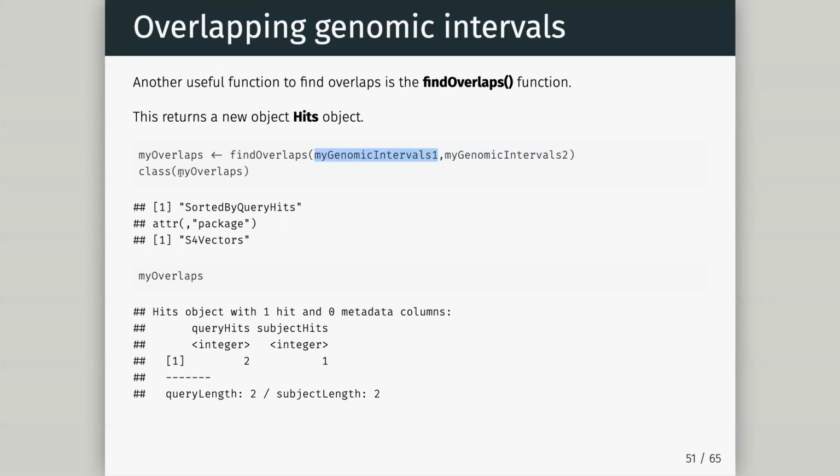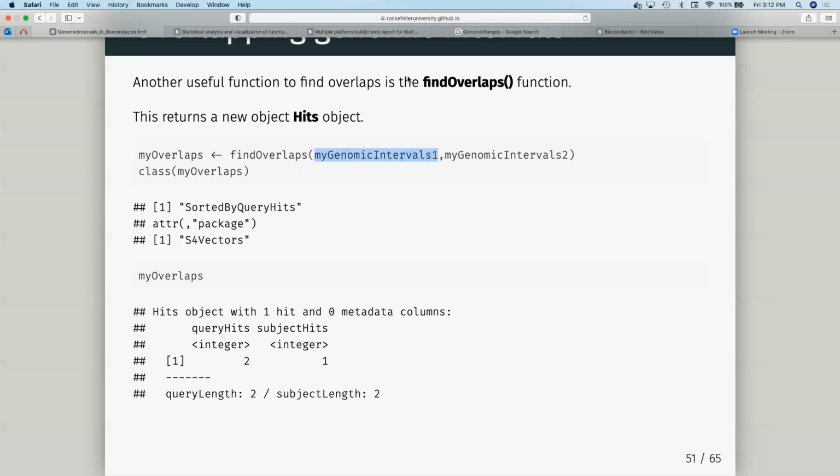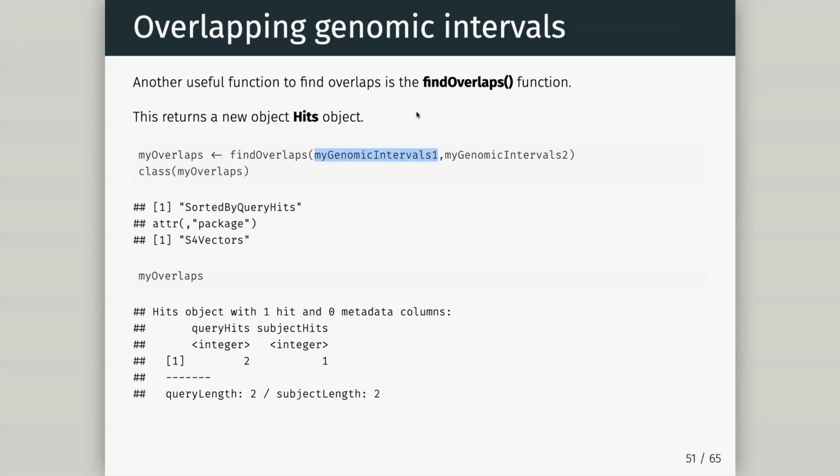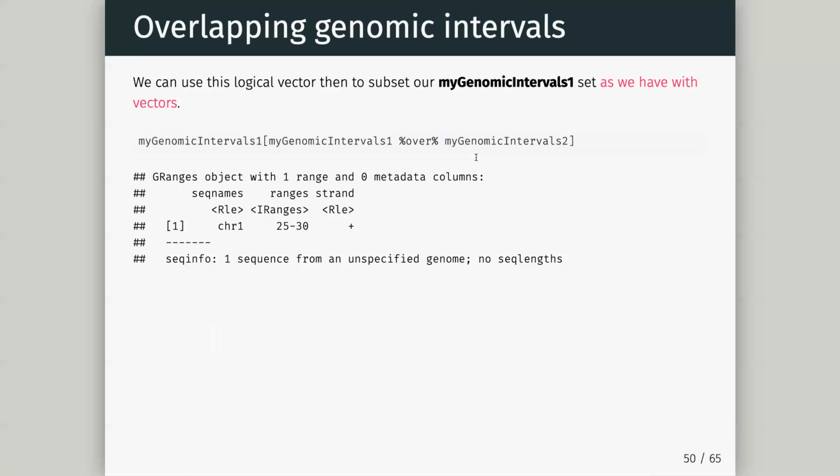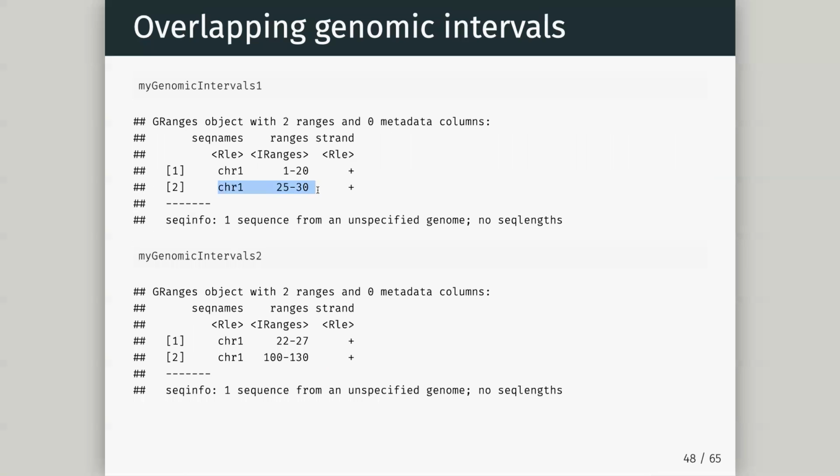We're going to get yet another class of object, and this is a SortedByQueryHits object from the S4Vectors package. But if we just look at it, we can see it kind of makes sense. It's telling us the second one in our first group overlapped the first one in our second group. Our query, which is this, and our subject, which is this. We can check that again: our second one here overlapped with our first one.